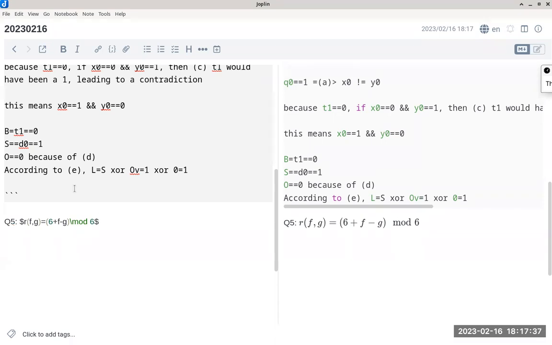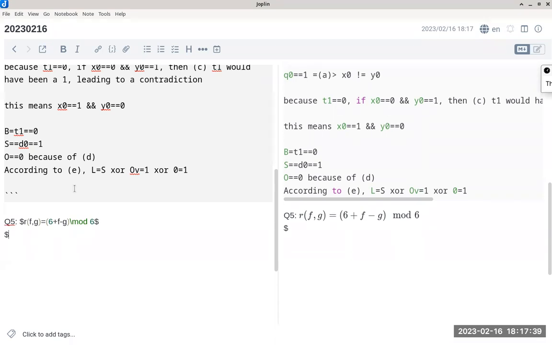All right, the next one is what about the B function? So B of F, G, how is it defined? This one is even easier. If F is less than G, then it evaluates to 1, otherwise 0.